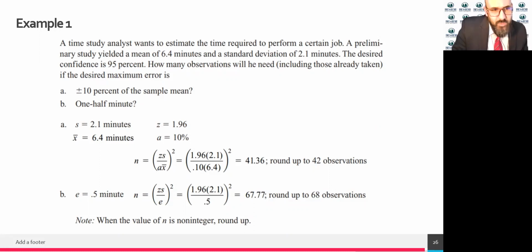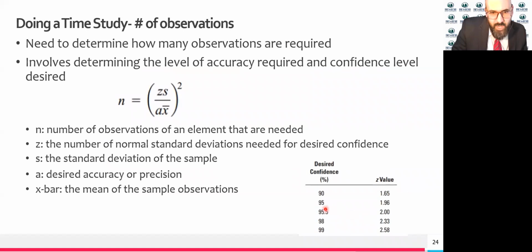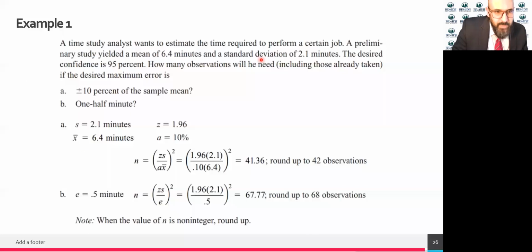So the first one is given to us as a percent. The maximum error is given in percentage. However, the second one, B, is given in minutes. So for part A, the standard deviation is 2.1. It's given from here. And then we look at the X bar, which is 6.4. The Z is 1.96. Where is this number coming from? 1.96 came from this table right here. So we said confidence to be 95%, so the Z value is 1.96. This is where we got it.